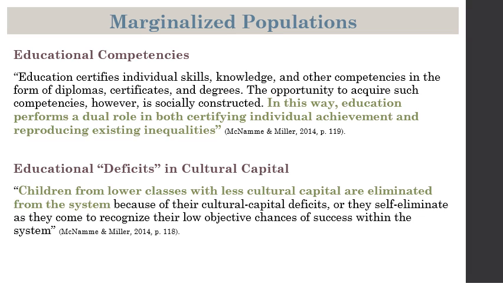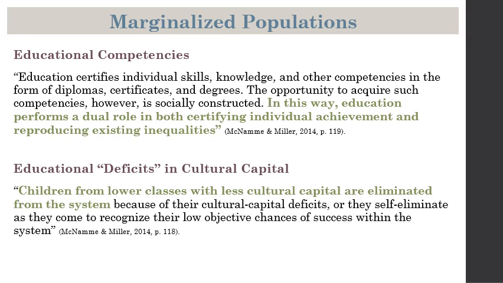The measurement of educational competencies can further marginalize certain groups. Education certifies individual skills, knowledge, and other competencies in the form of diplomas, certificates, and degrees. The opportunity to acquire such competencies, however, is again socially constructed. And as a result, education performs a dual role in both certifying individual achievement and also reproducing existing inequalities.